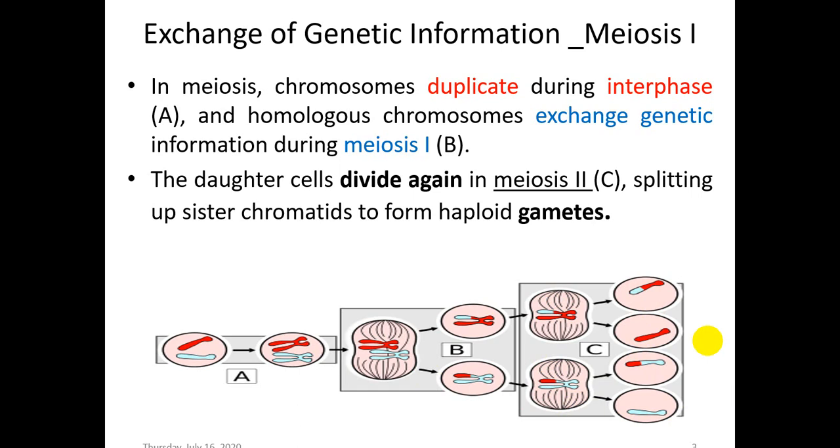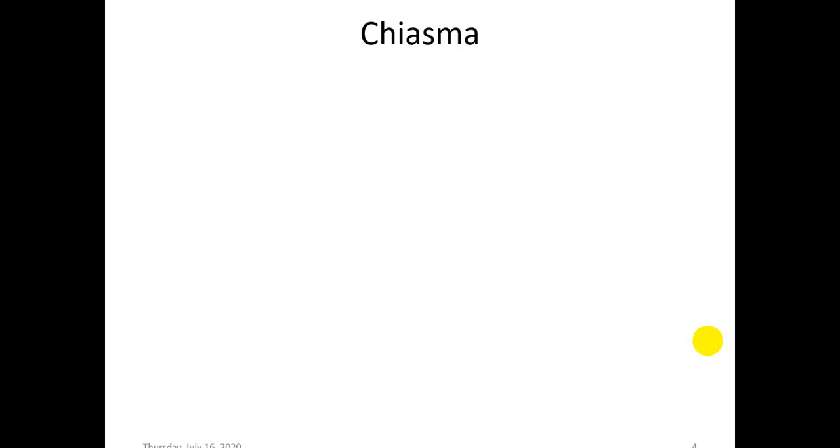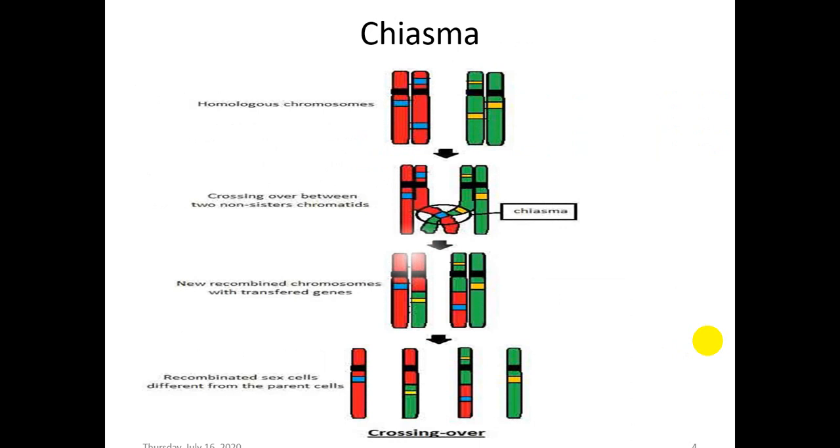Okay, I think we will explain this more in the next few slides. Right. Chiasma. Well, there are no red and green chromosomes. This is just a diagram to show you. So we have this pair of chromosomes and that pair, and here they are.